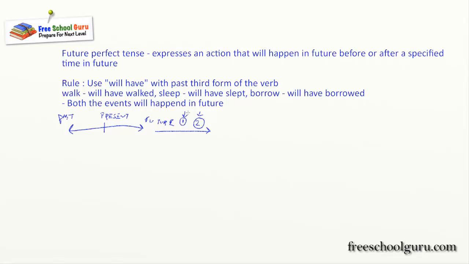Both the events are happening in future, but unlike a simple event like I will go to school, which is a simple future tense, you're actually talking about two events. I will go to school next Wednesday. You can say I will go to school before Monday next week, right? So you're talking about an event, and a specified time in the future, and the specified time in the future is before Monday next week.